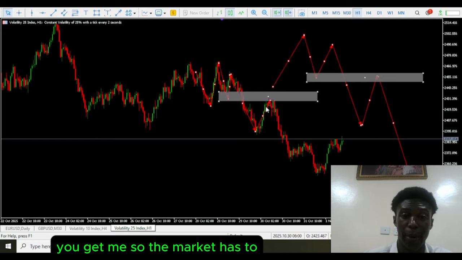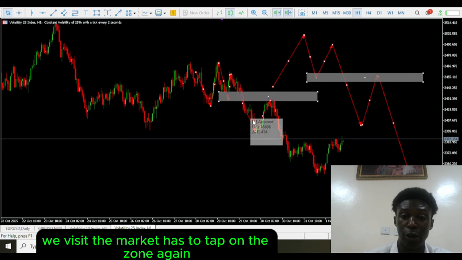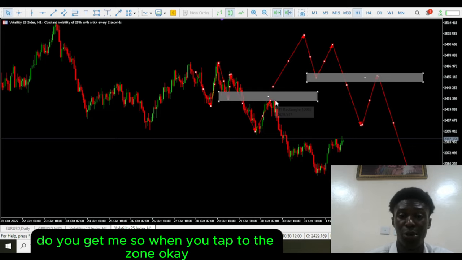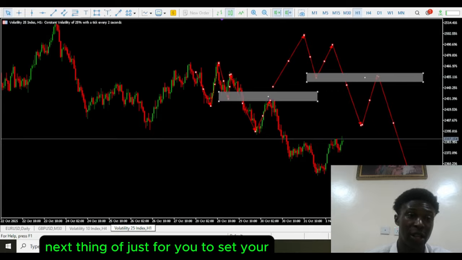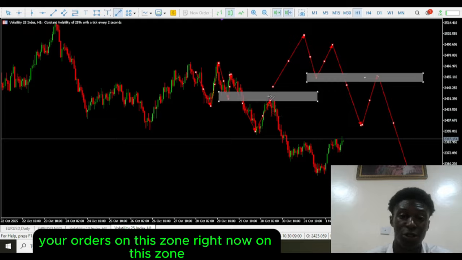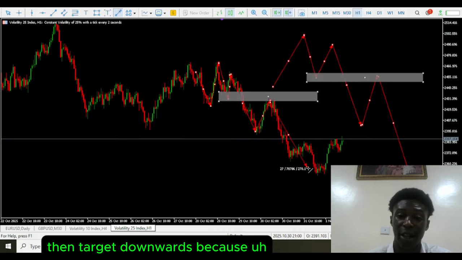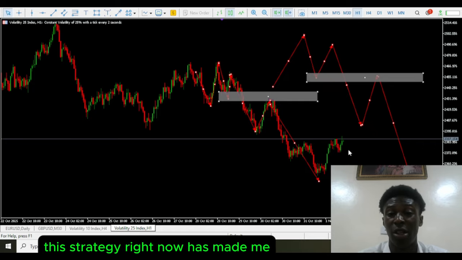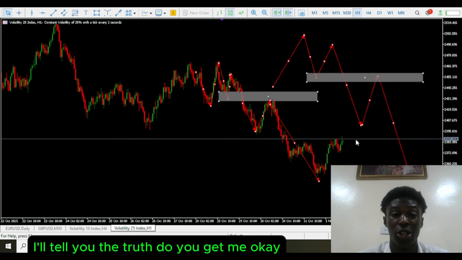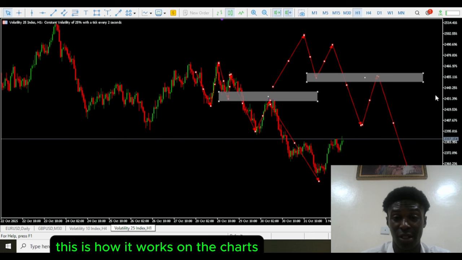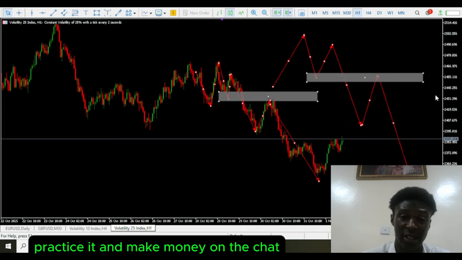Do you get me? So the market has to revisit. The market has to tap on the zone again, the zone that I call the mitigation block. So when it taps the zone, the next thing is for you to set your orders on this zone, then target downwards, because this strategy is really massive, guys. This strategy has made me a whole lot of money on the chart, I'll tell you the truth. So this is how it works on the charts. So practice it, backtest it, and make money on the chart.